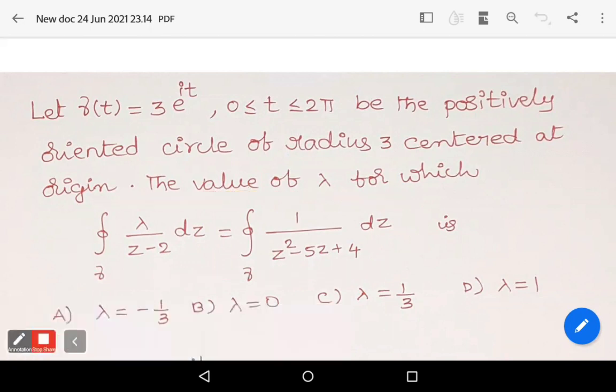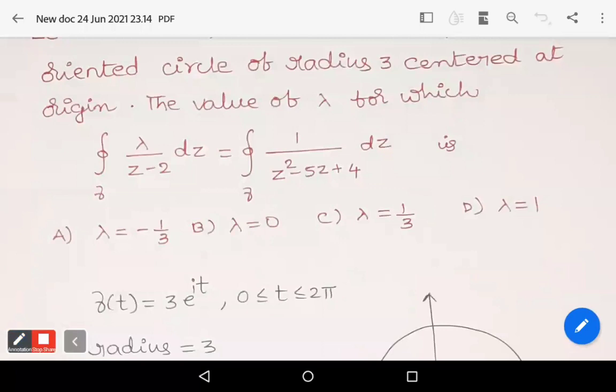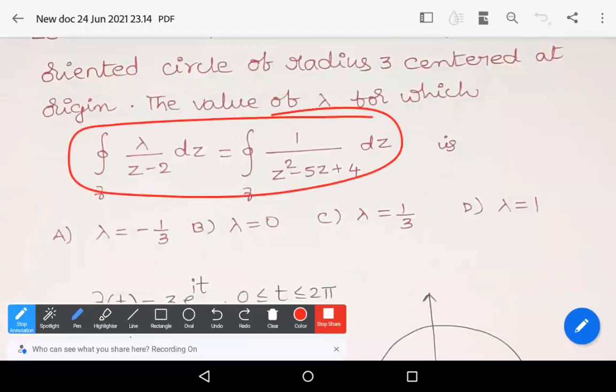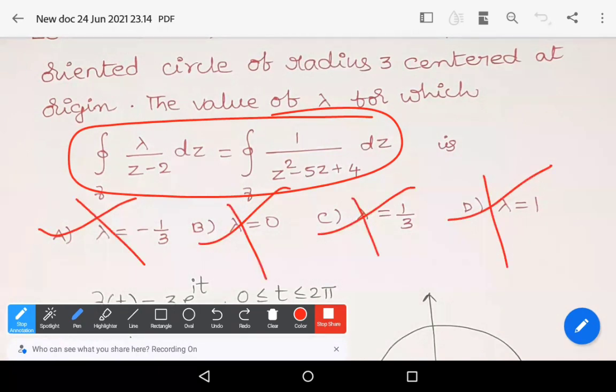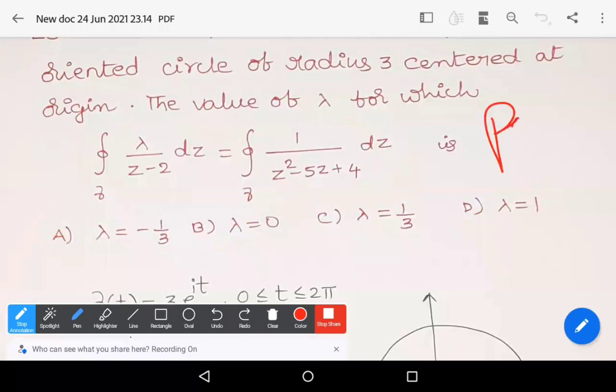So these integrals are equivalent to one another. Integral over gamma lambda by z minus 2 dz is equal to integral over gamma 1 by z square minus 5z plus 4 dz. You have to find the value of lambda. This is a question from part B. It means there is only one correct option and the remaining options are wrong.